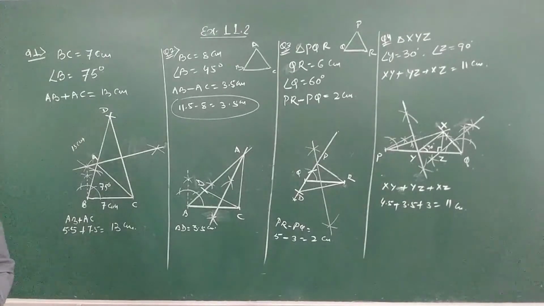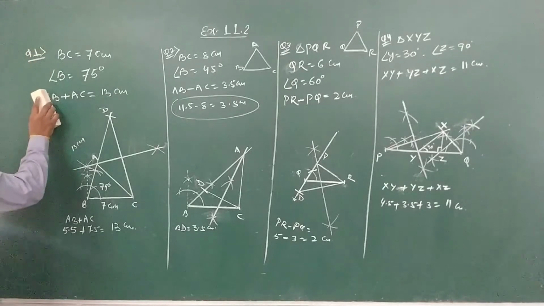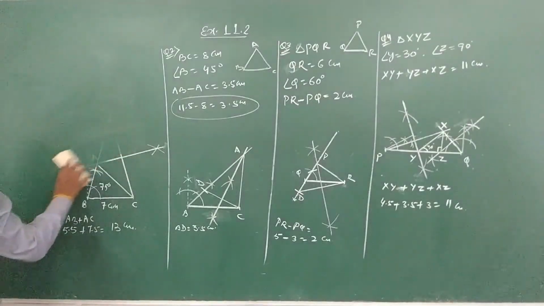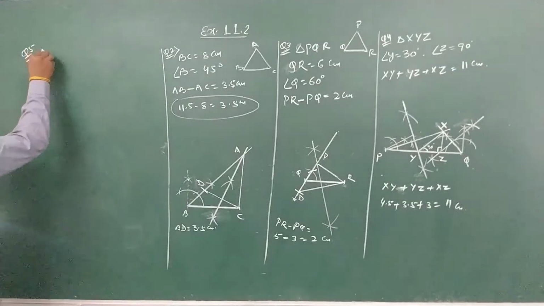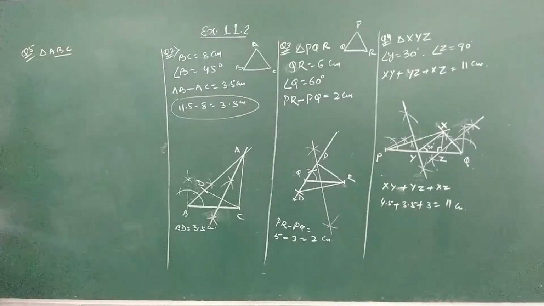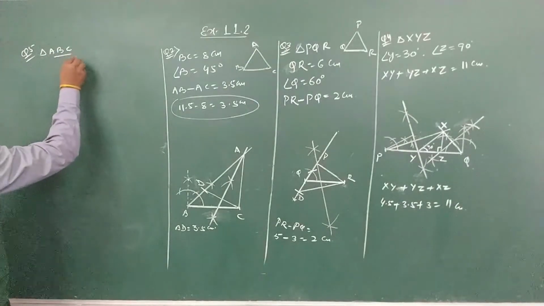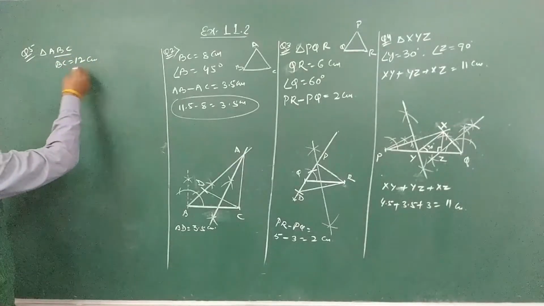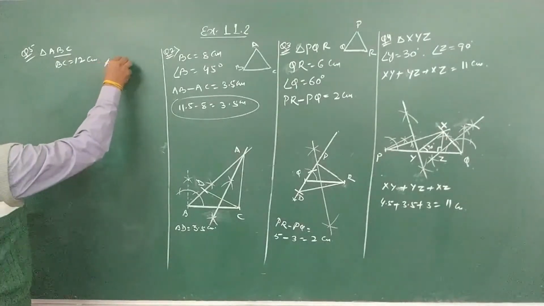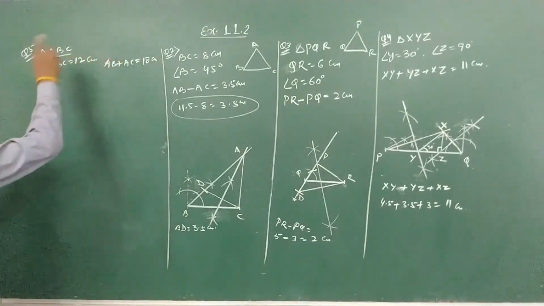Question number 5th is again like question number 1. So I'm constructing it. In question number 5th, it's a right angle triangle whose base is 12 and the sum of the other two sides is 18 centimeter. So I'm taking triangle ABC. Base is 12 centimeter, so BC is equal to 12 and the sum of the other two sides, AB plus AC, is equal to 18 centimeter. And it's a right angle triangle.